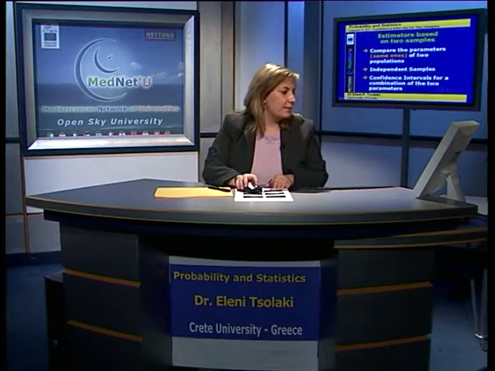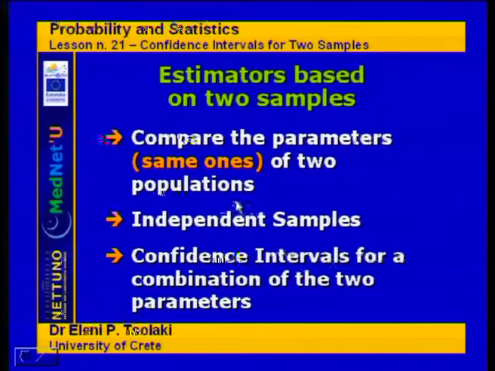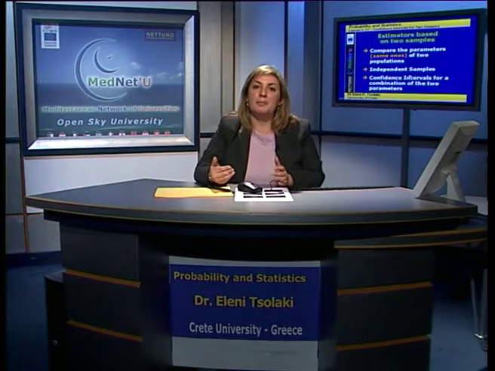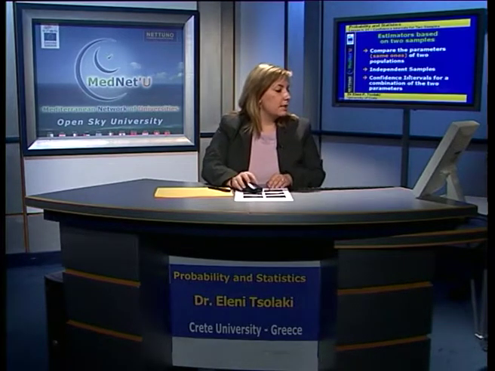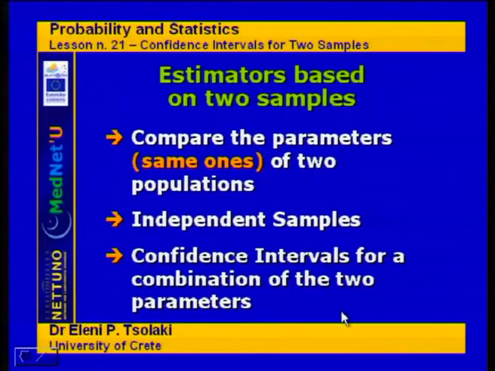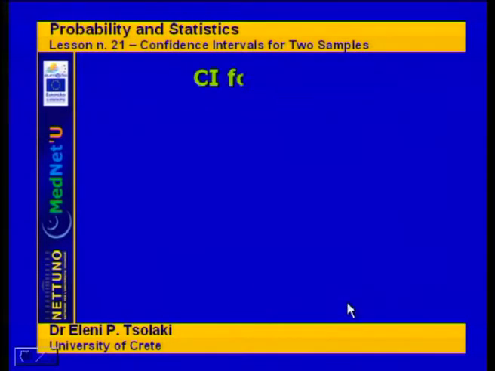So what happens here is that we have two populations. Now we note here that we are talking about the same parameters from the two populations. For the moment we are going to talk about independent samples. Later on we are going to see what happens if the samples are not independent, and let's see how we can construct the confidence intervals for two parameters.